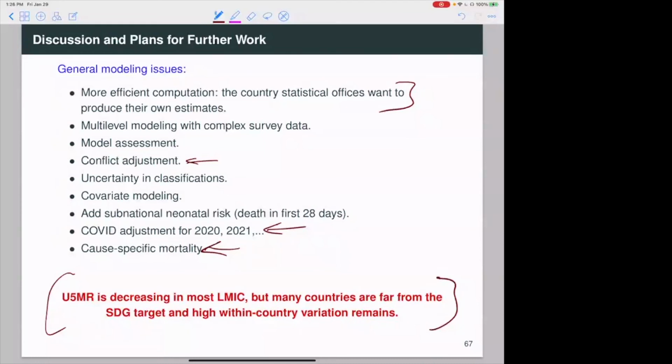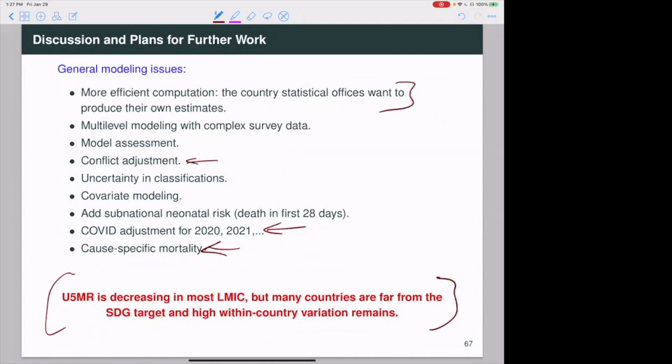Well, John, maybe I'll jump in. Could you talk a bit about how you do the conflict adjustments now and what you think is lacking or needing further work? It sounds really interesting. Yeah, we don't do it in a very sophisticated way. The problem is we don't have subnational information.